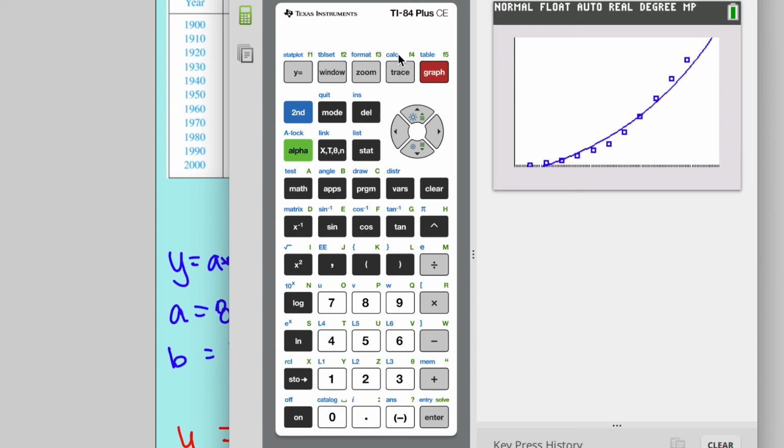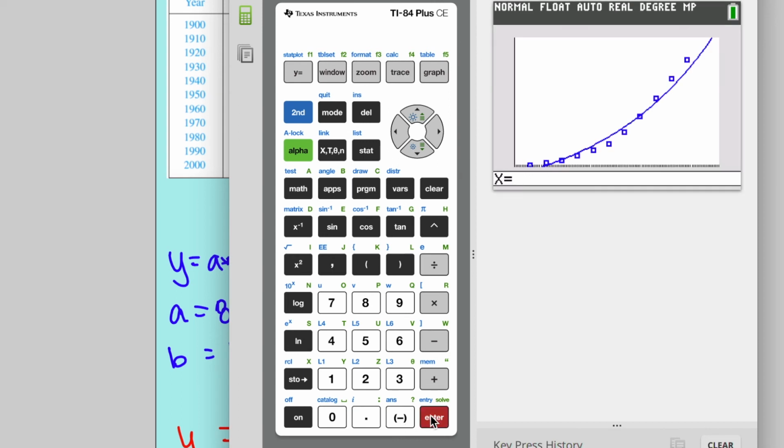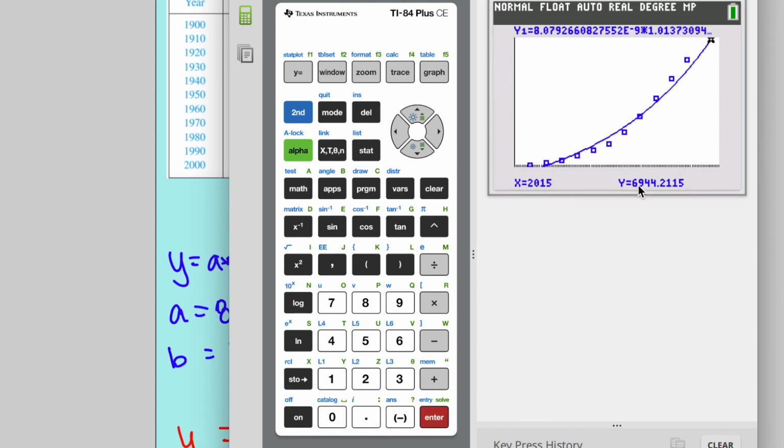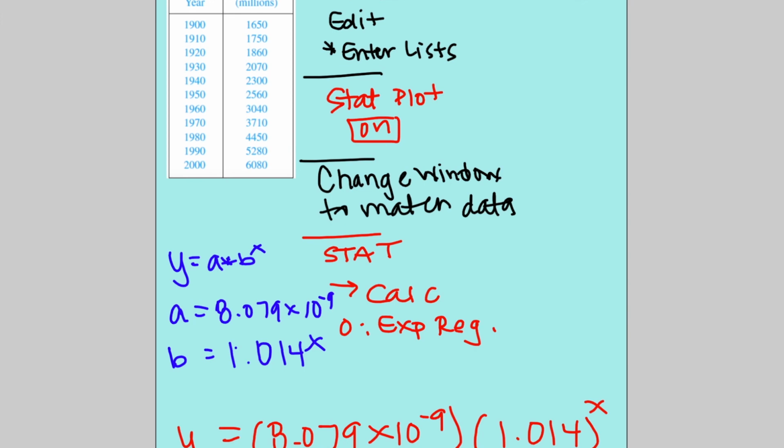The way we do that is we get to calculate. So we go second, calc, and we want to do it for a certain value, and the value we want is for the year 2015. And I would hit enter, and here is the y value. So it is 6,944.2115. Okay. So the answer for this one would be the population in 2015 is 6,944 million people is the prediction.